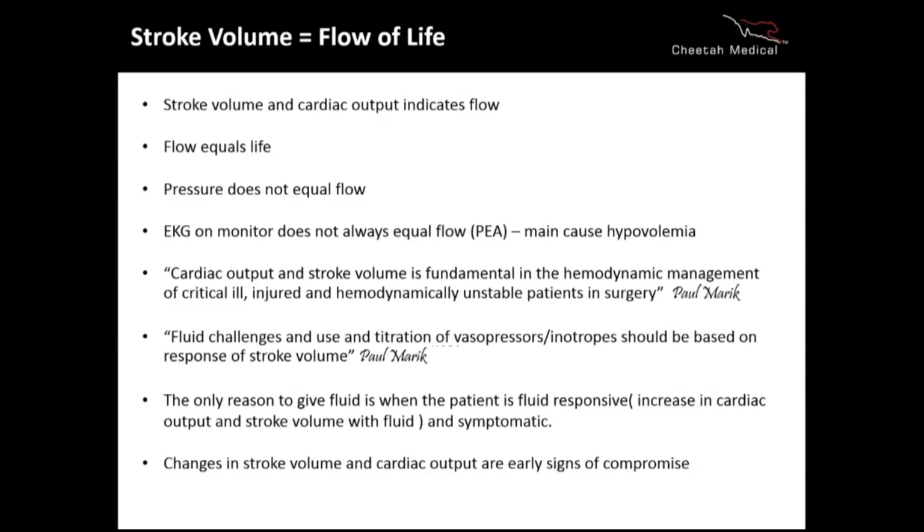The only reason to give fluid is when the patient is fluid responsive. And the fact that the patient is fluid responsive doesn't mean you have to give fluid, only when he has some kind of symptomology that you need to treat. Changes in stroke volume and cardiac output are early signs of compromise.